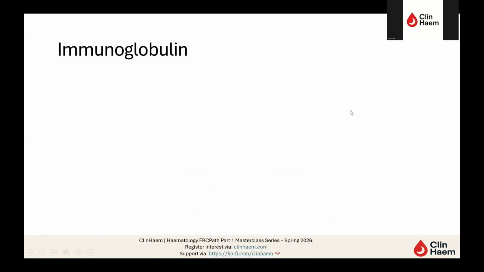So immunoglobulin, this is the heavy chain and these two are the light chains. The heavy chain can be of either of the five types, as you know, G or A or M or E or D, so GAMED. And whichever heavy chain it is, that gives you the name for the immunoglobulin. So IgG, IgA, IgM, IgE, or IgD.